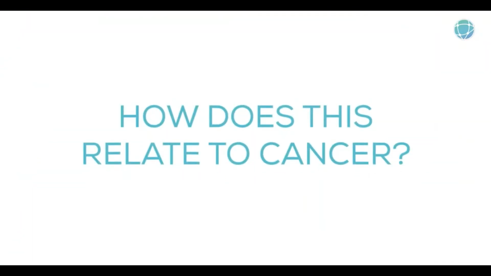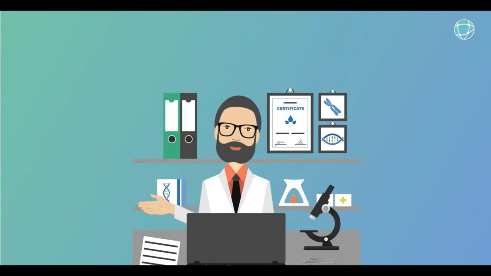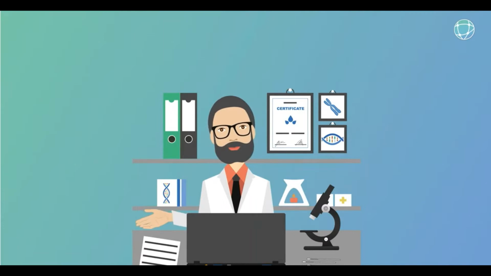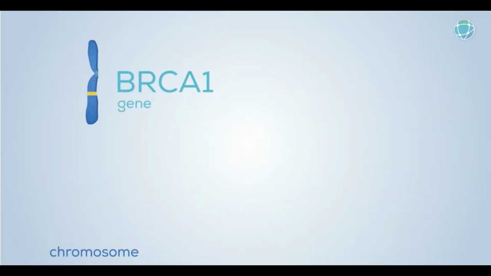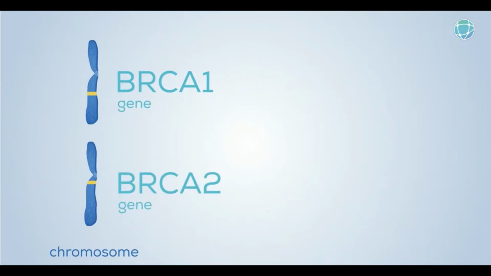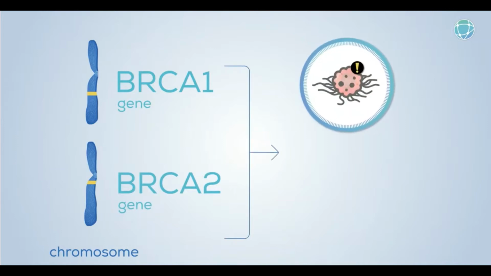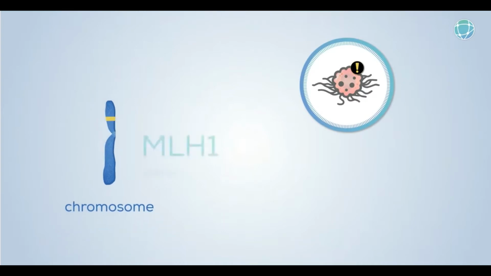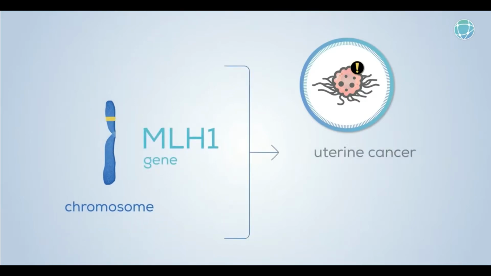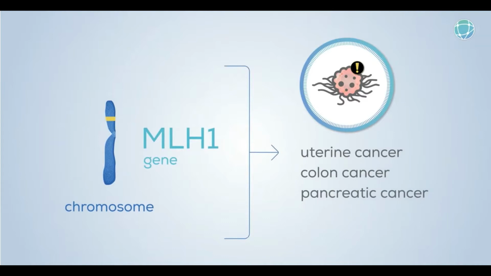How does this relate to cancer? Specific mutations or errors in the genes are associated with high risk to certain cancers. Meaning, if you have a certain mutation in certain genes, you might be at a higher risk for certain cancers. For example, a mutation on the BRCA1 or BRCA2, sometimes referred to as the BRCA gene, is associated with high risk to breast or ovarian cancer. Or a mutation on the MLH1 gene is associated with high risk to uterine, colon, and pancreatic cancer.